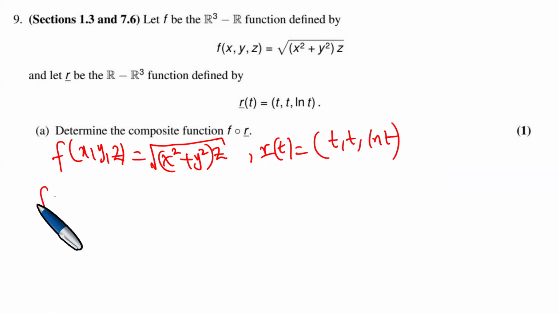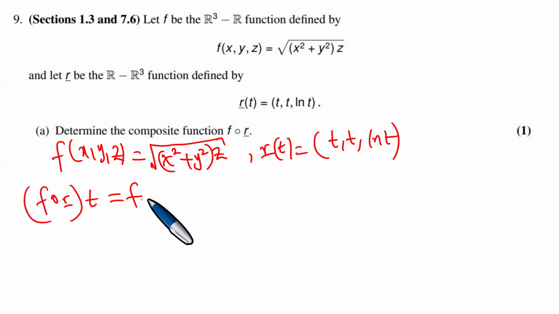So which means, therefore, you have f of R, which is f of R of t. We need to determine the composite function of f and the vector R. So this is exactly what we do. And then now we have f.